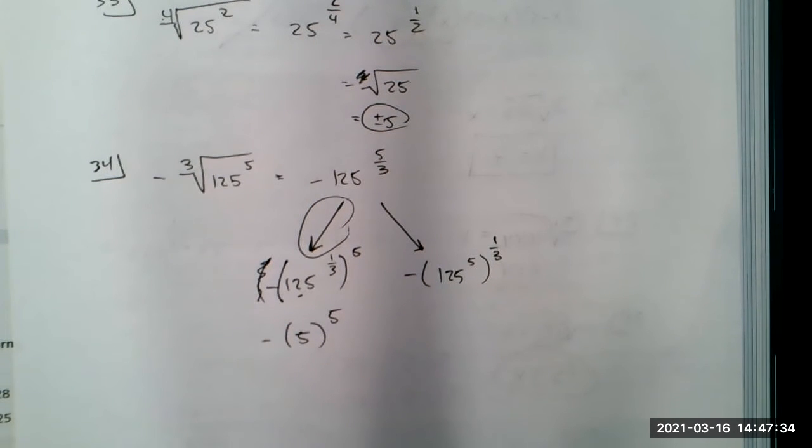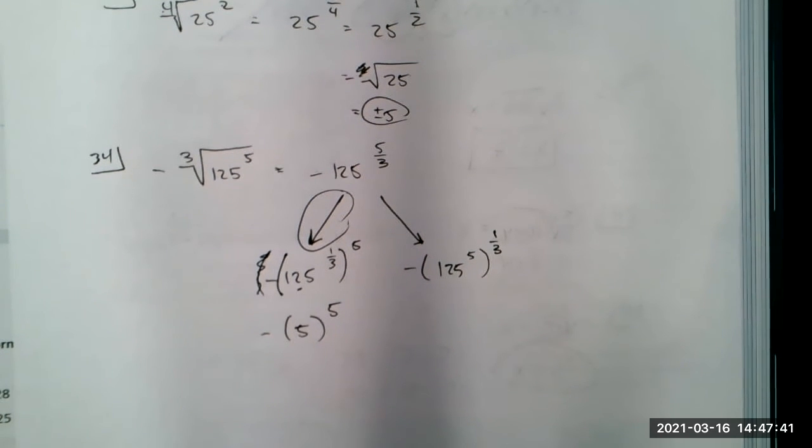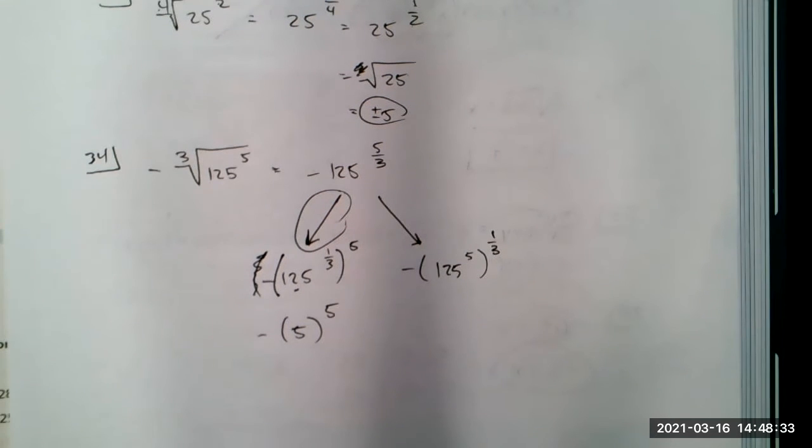Right? 5 times 5 is 25. 25 times 5 is 125. So the cubed root of 125 is 5. 5 to the 5th power, I'm not sure what that is. Let me look. So I'm going to go ahead and show you this.